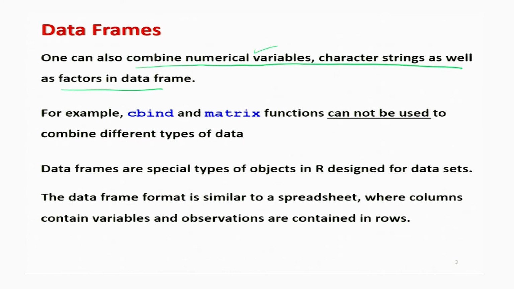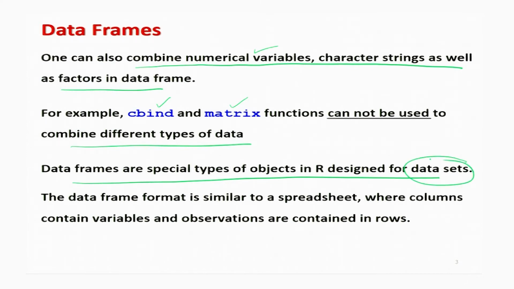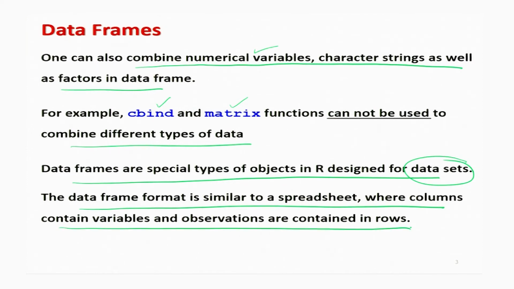For example, the commands you have learnt earlier, cbind and matrix, cannot be used to combine different types of data values, right? So this data frame is a special type of R object which is especially designed to handle data sets, right? A data frame is similar to a spreadsheet where the columns contain variables and observations are contained in rows, right?